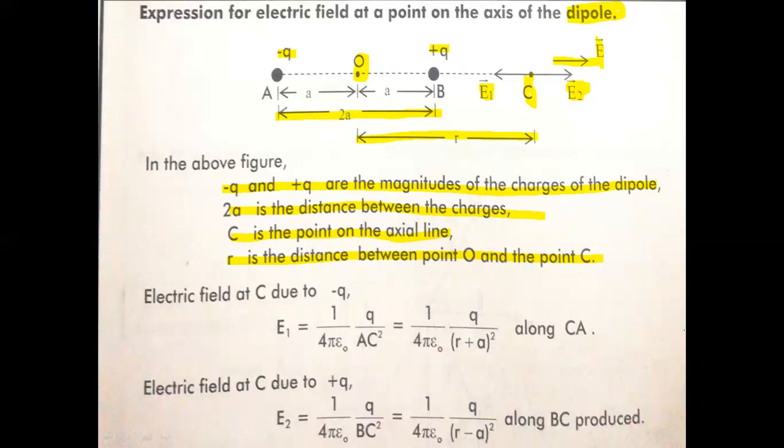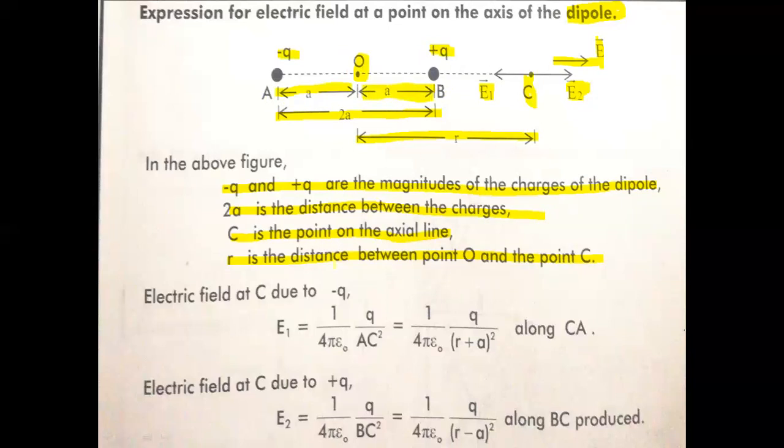Here A and B are the indications of the points where the charges are present: the minus Q charge is present at the point A and the plus Q charge is present at the point B. For our calculation, we are denoting it. So I think you are clear. You can get confused here, so I have divided this dipole line with the point O. The distance between point A and O is small letter a, and the distance between the point O and B is small a.